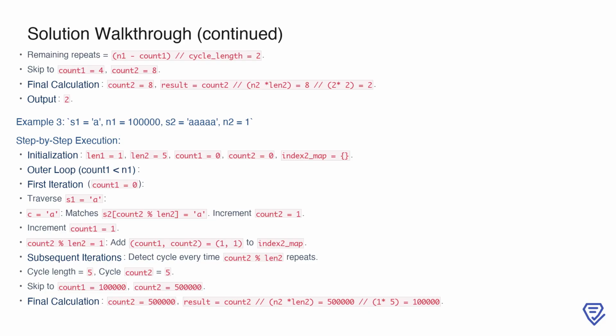Now, consider example 3, where S1 is A, repeated 100,000 times, and S2 is AAA, repeated once. The initialization is similar, but since S1 contains only one character, the traversal process is straightforward. In the first iteration, the single character in S1 matches the first character of S2, so we increment count2 to 1. After finishing the traversal, we increment count1 to 1 and record count1, count2 in index2_map because count2 % len2 equals 1.